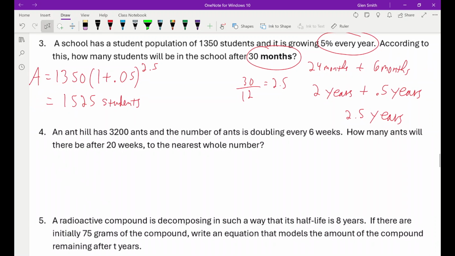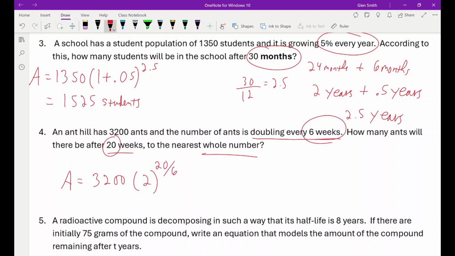Here we have the doubling. We have 3,200 ants, and they're doubling every 6 weeks. How many ants are there after 20 weeks to the nearest whole number? So to double, you multiply it by 2. So we're going to say that the number of ants is equal to the amount we started with times 2, because it's doubling, but it's doubling every 6 weeks, so it's to the 20, because we don't know how many are there after 20 weeks, but we got to divide that by 6, because it's every 6 weeks. And the equation for that really is the amount you started with, which I'm going to call P again, times 2 to the T over, if it's every 6 weeks, you put it over 6.